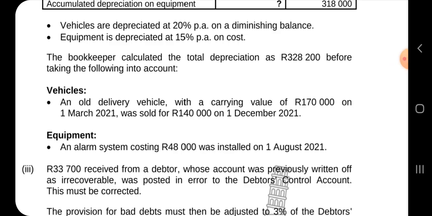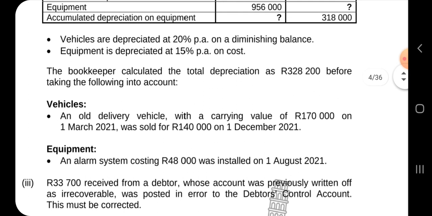An old vehicle with a carrying value of 170,000, this is the carrying value at the beginning of the year, on 1 March 2021, was sold for 140,000 rand on the 1st of December 2021. So the vehicles are depreciated at 20% per annum on diminishing balance, meaning they are calculated on the carrying value. We say cost minus accumulated depreciation, and that gives us the carrying value. So we can calculate the depreciation of the vehicle that was sold using this carrying value amount.